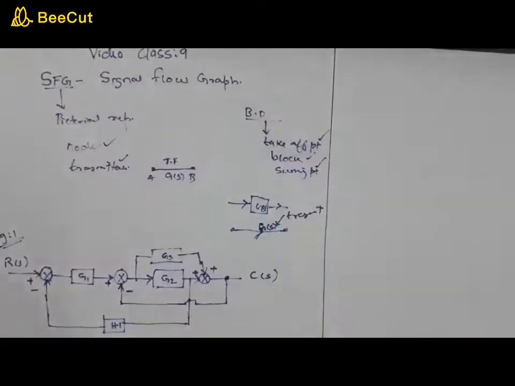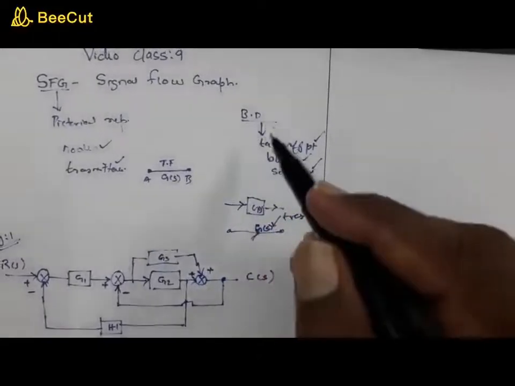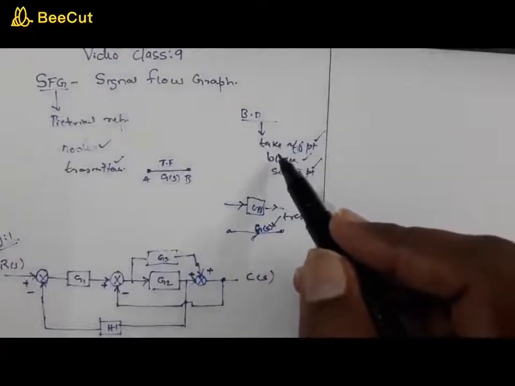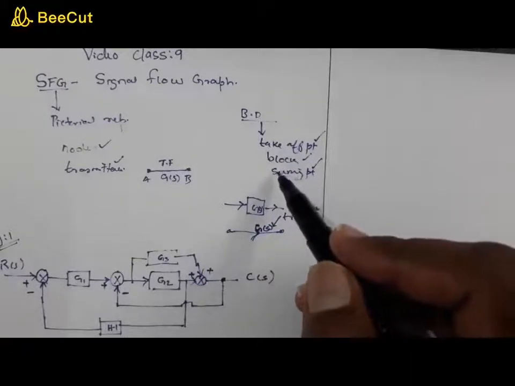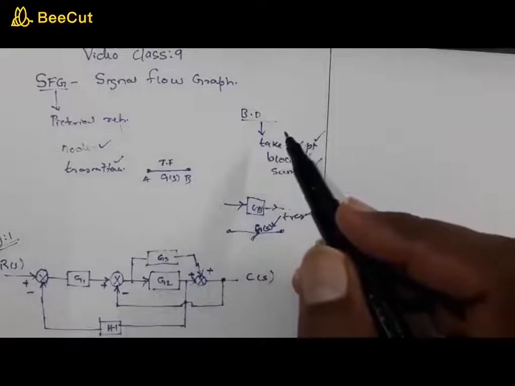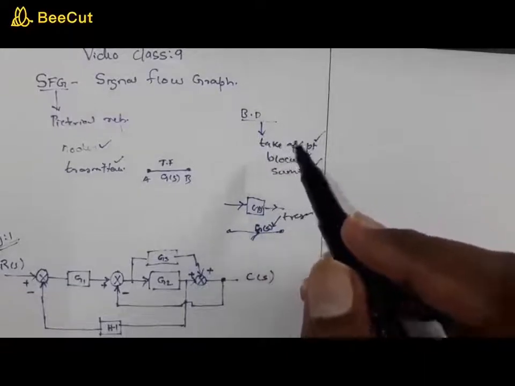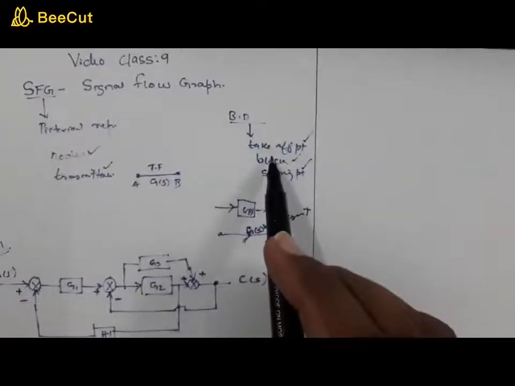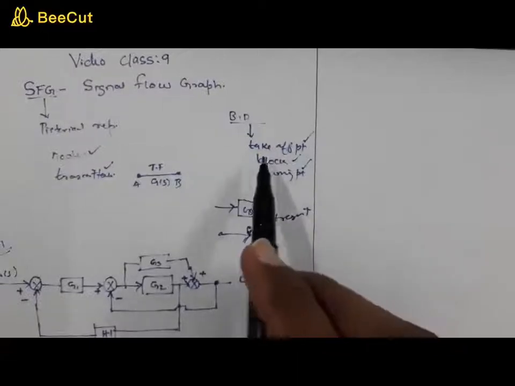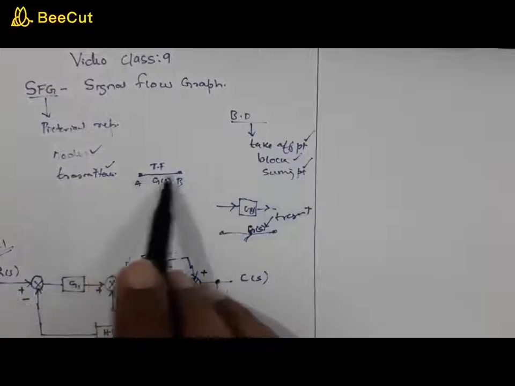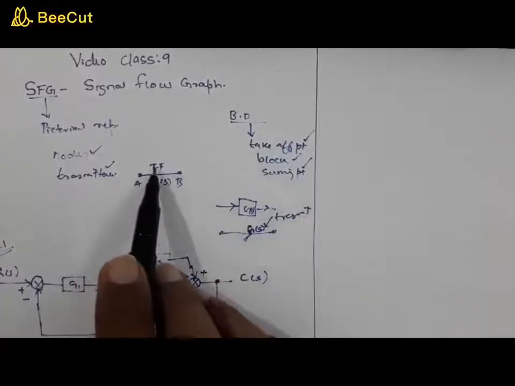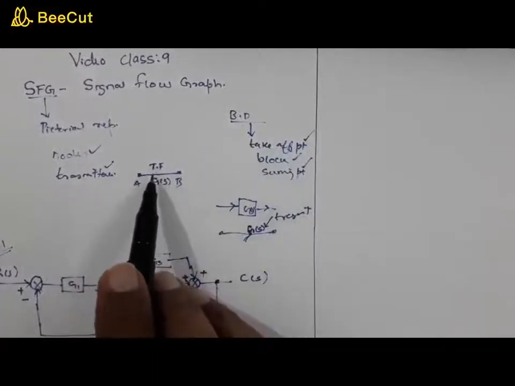an SFG. Now in SFG, to simplify, there will not be any blocks or summing points. The summing point will be considered as a node, while inside the block you have the transfer function. Generally that transfer function will be represented by a line connecting two nodes, over which you write the transfer function, which we call the transmittance.